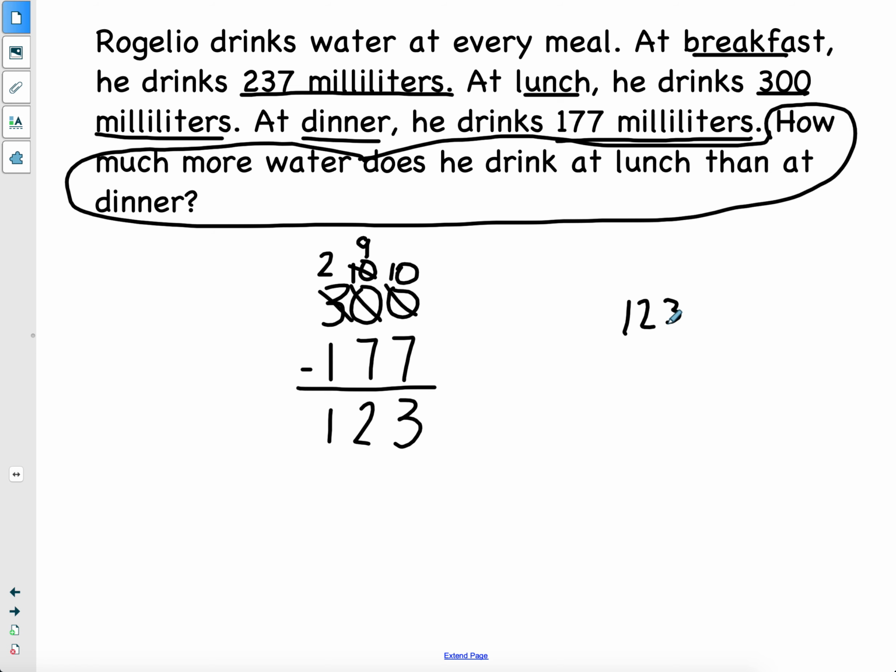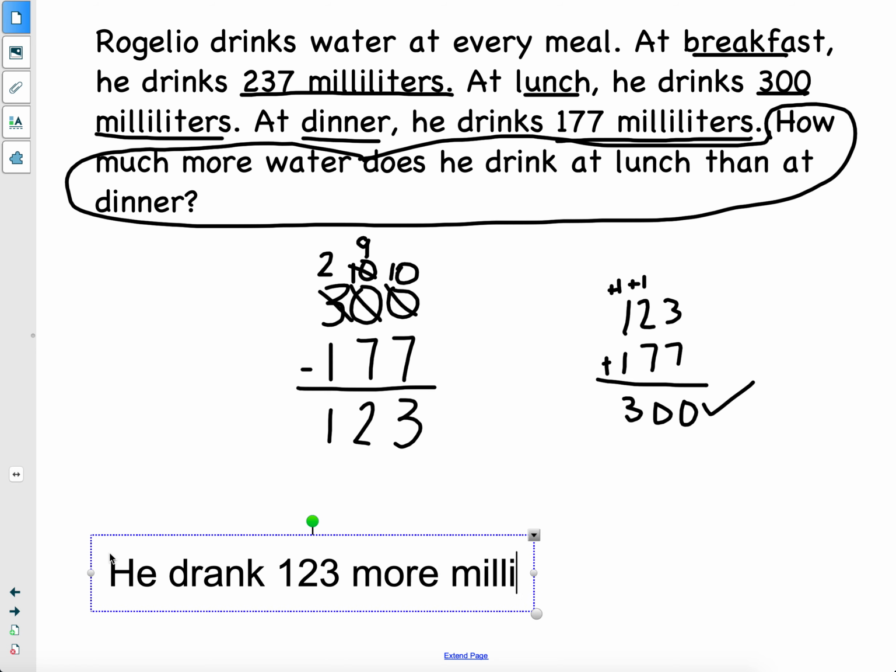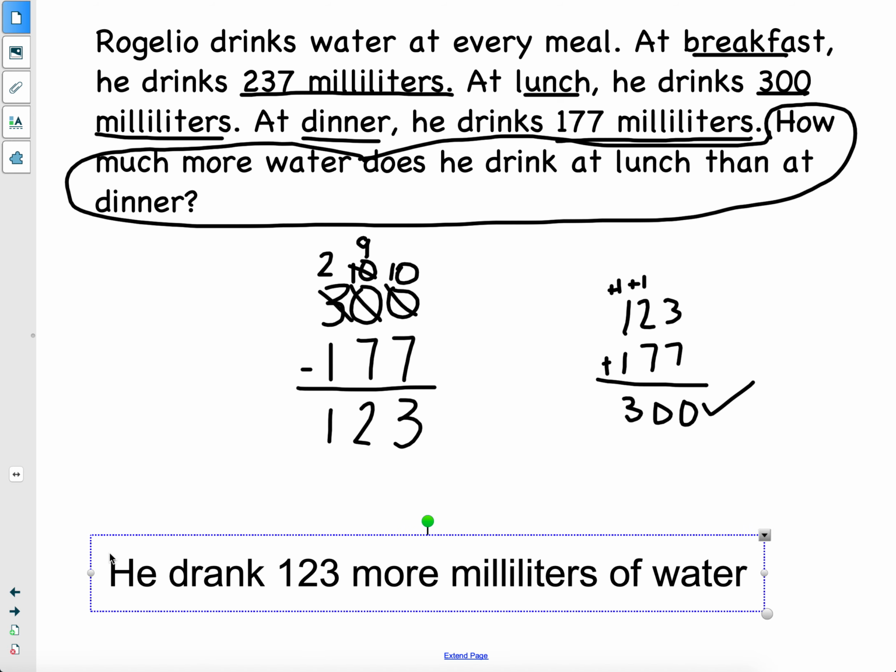So I'm going to add my answer with the number I subtracted to see if I get the number I started with. So 123 plus 177. 7 plus 3 is 10. Regroup the 1. 1 plus 2 is 3, and 3 plus 7, we just said, is 10 again. Regroup the 1 one more time. 1 plus 1 plus 1 is 3. Sorry, this is the plus sign. So 300, that's what I started with. So my final answer is he drank 123 more milliliters of water.